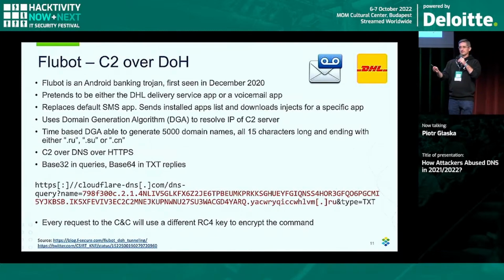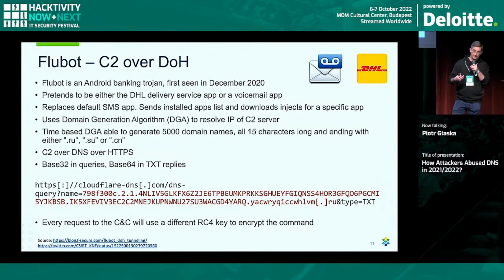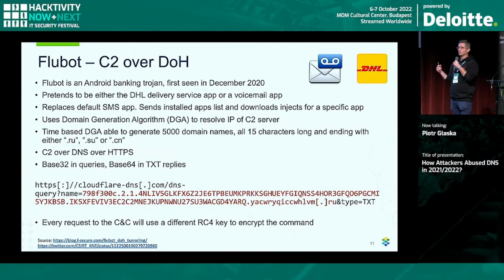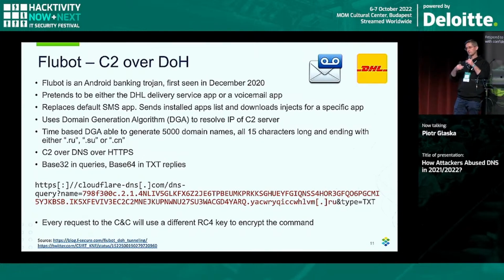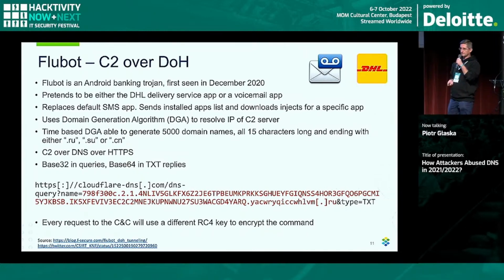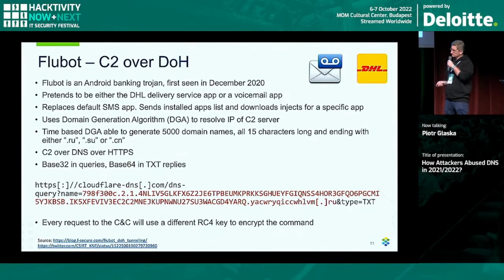So the earlier examples were quite advanced. Here we have an example of a simple banking Trojan. Well, maybe not that simple, but a banking Trojan. So a malware which is attacking individual users, basically not very well defended, right? So one could expect it to use simple techniques. But in the case of Flubot, actually, from a DNS perspective, they were quite advanced.